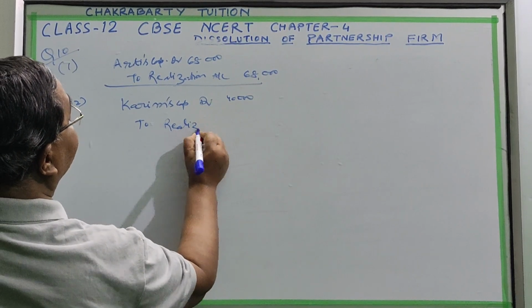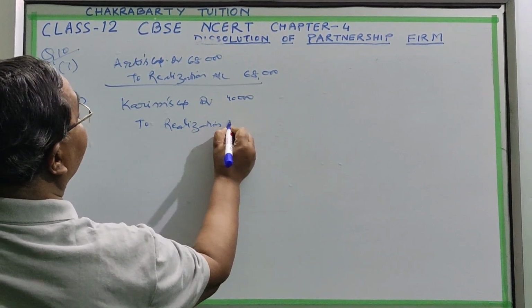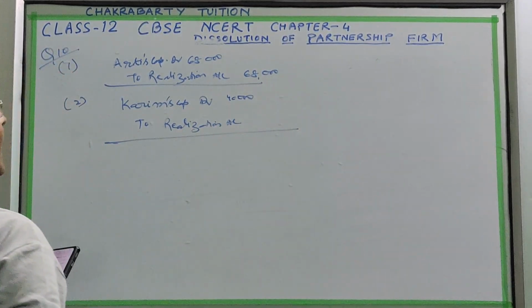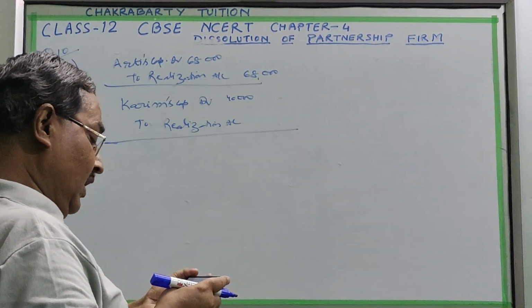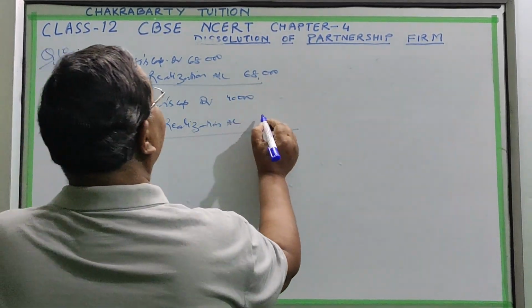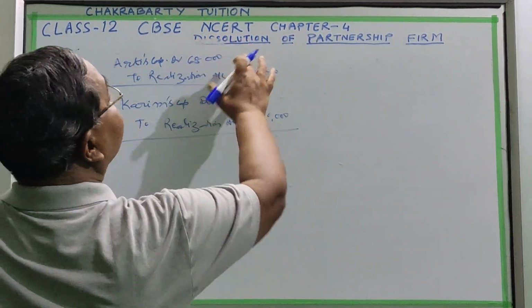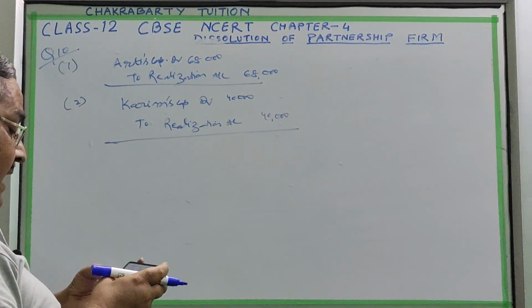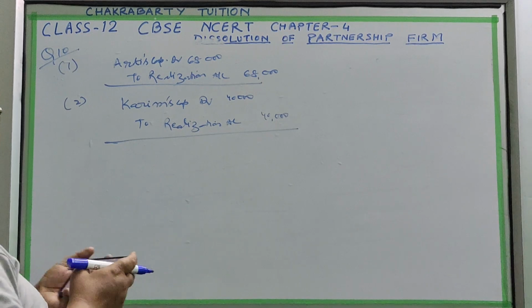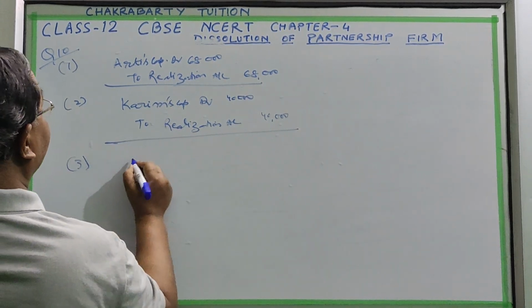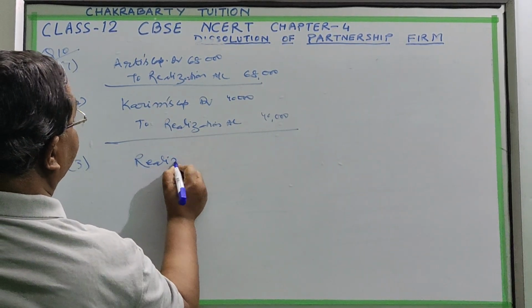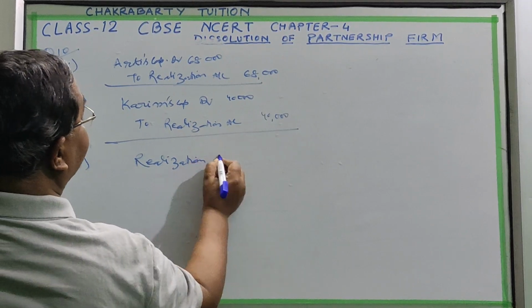Whatever is there, it will be done through the realization account. Because all assets and liability accounts are already closed, no fresh accounts we will open. We have to close all the accounts for dissolution. The firm paid 40,000 as compensation. Third, realization account debit. No new account is created. All through the realization account.